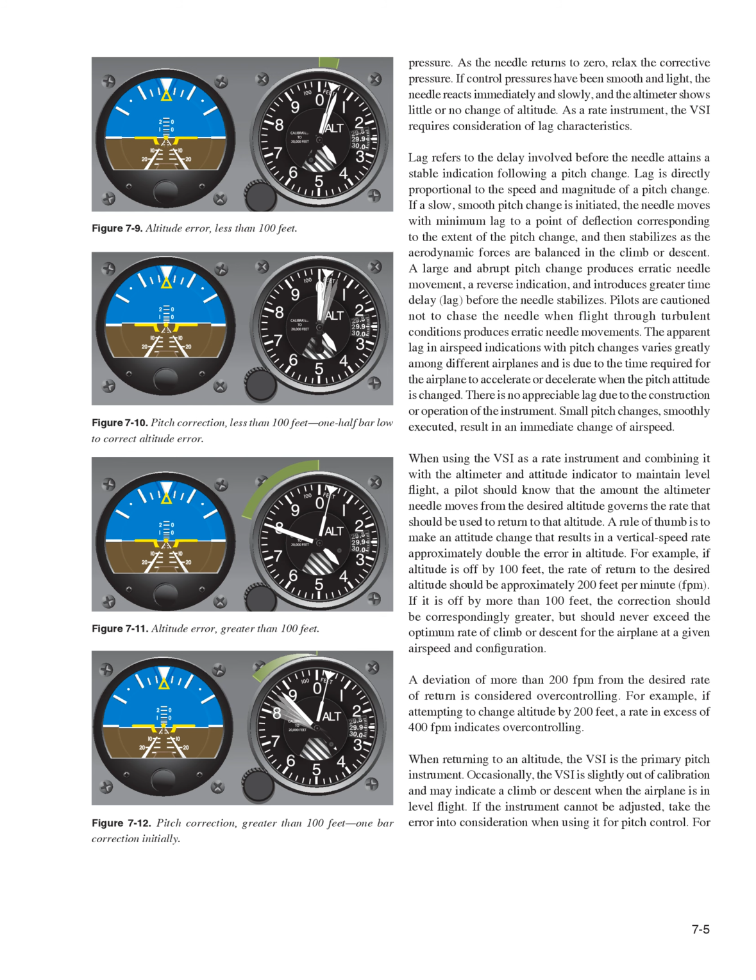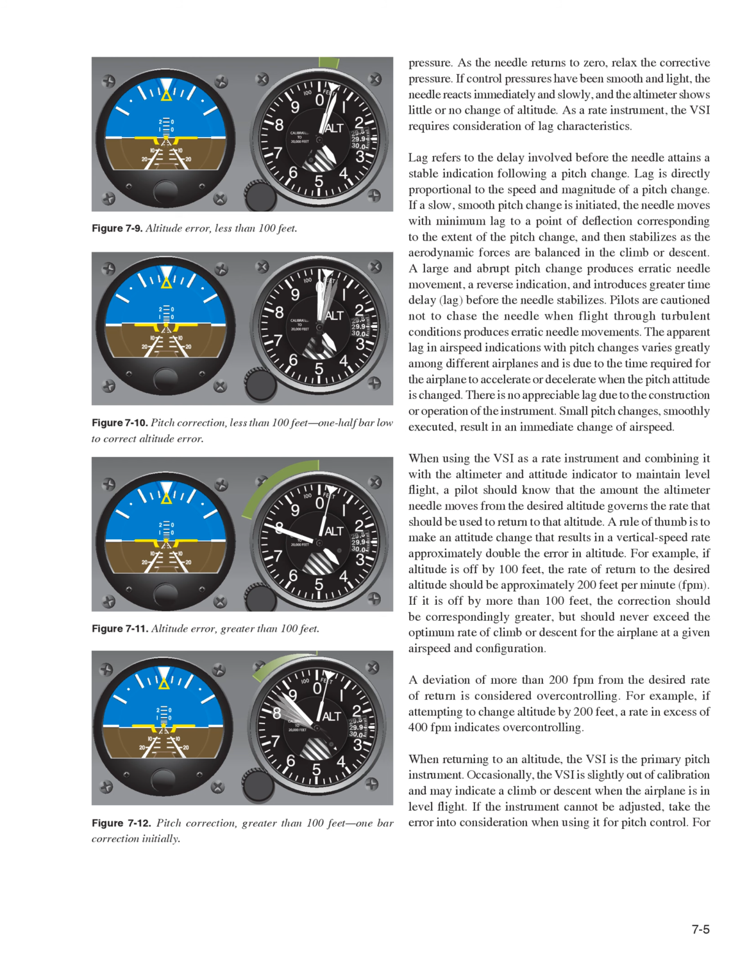If it is off by more than 100 feet, the correction should be correspondingly greater, but should never exceed the optimum rate of climb or descent for the airplane at a given airspeed and configuration. A deviation of more than 200 FPM from the desired rate of return is considered over-controlling. For example, if attempting to change altitude by 200 feet, a rate in excess of 400 FPM indicates over-controlling. When returning to an altitude, the VSI is the primary pitch instrument.